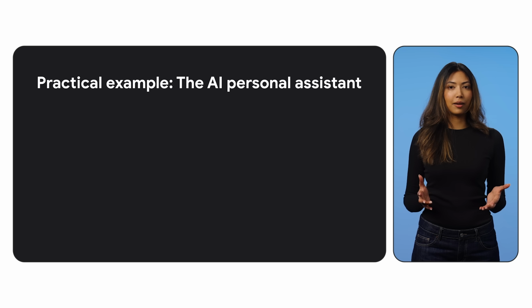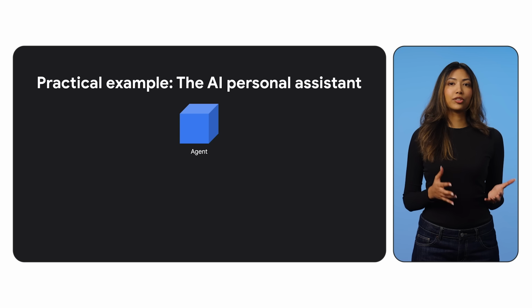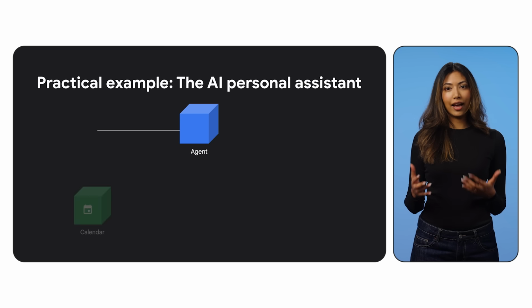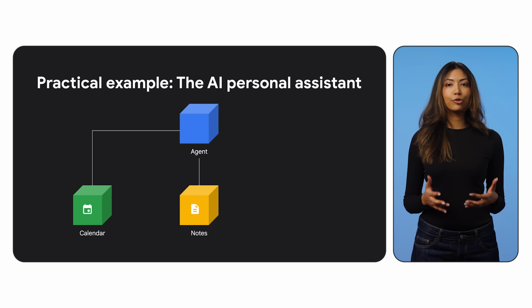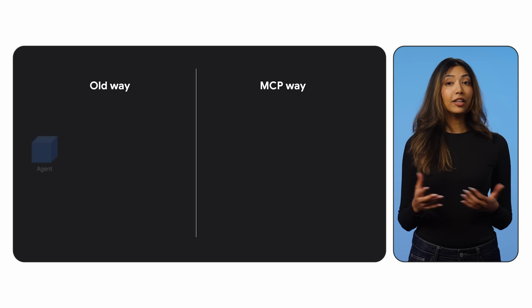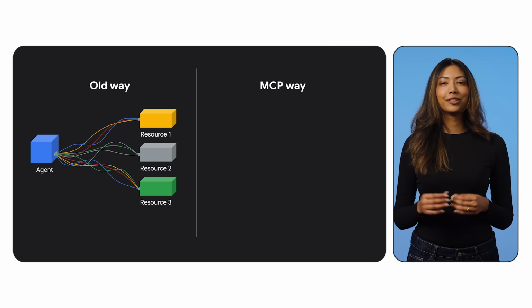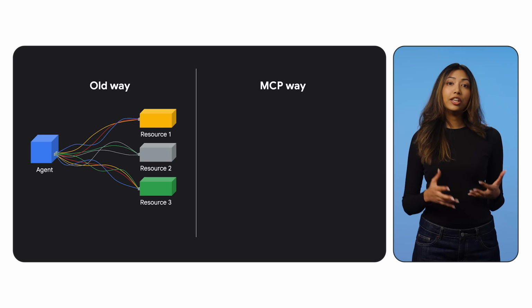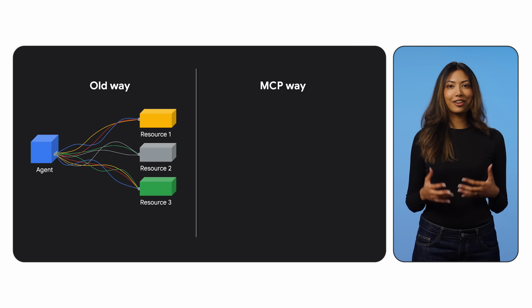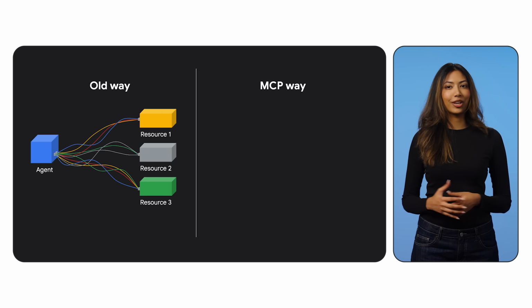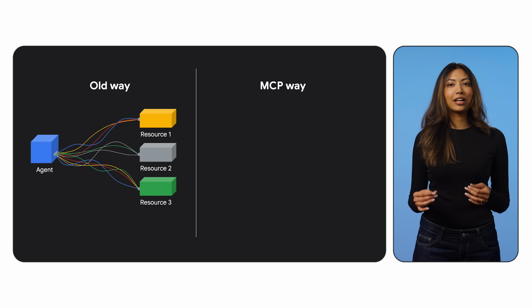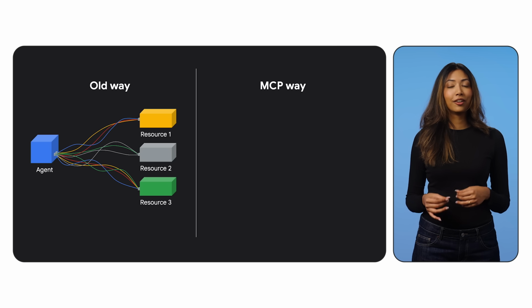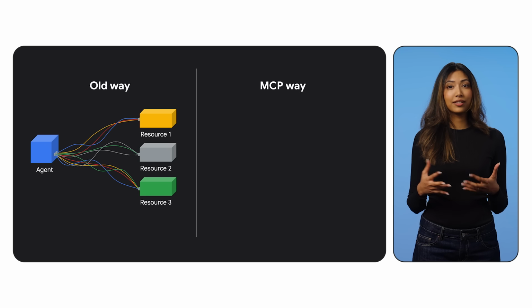Let's take a practical example. Say you're building a personal assistant agent that can check your calendar, pull meeting notes, and draft follow-up emails. In the old world, you'd integrate with Google Calendar, Notion, and Gmail APIs. You'd write code for each service, handle authentication, rate limits, and all of the weird edge cases. Then you'd teach the model how to use those endpoints through really long, fragile system prompts.